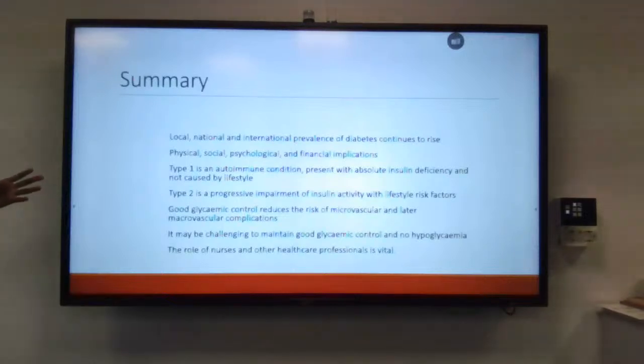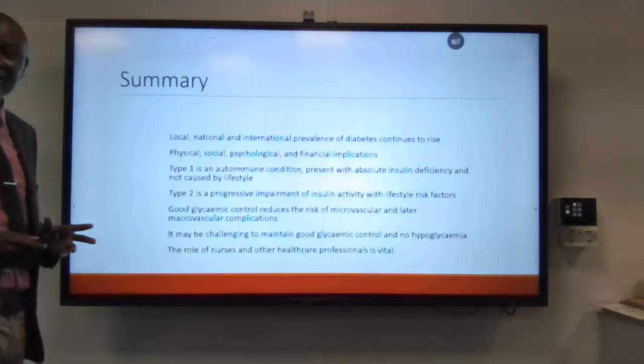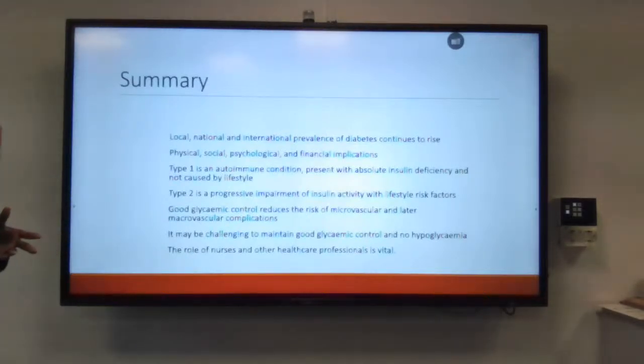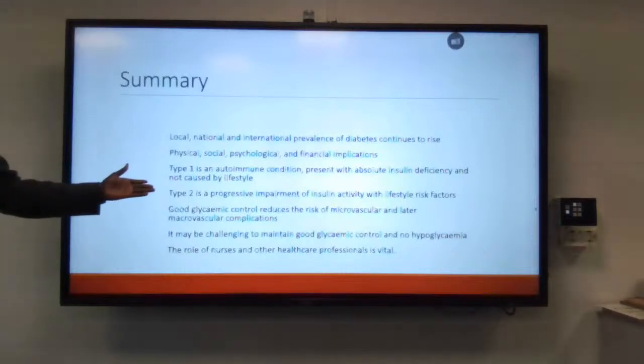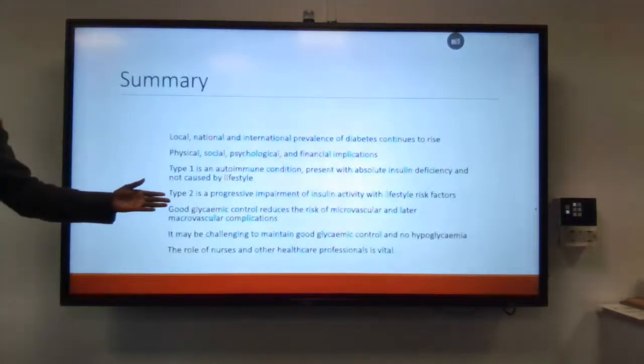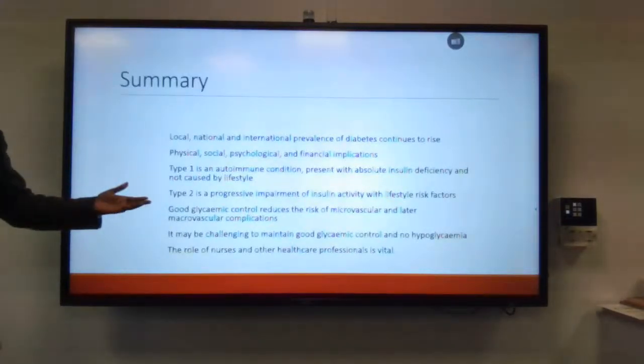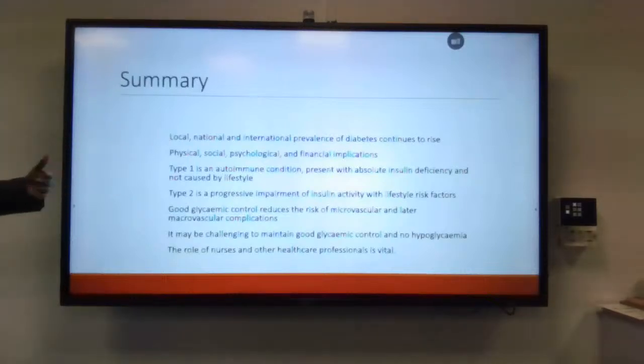In summary, diabetes, locally, nationally, and internationally, is still rising. So we still need to do more. It has a lot of consequences in personal, financial, and social terms. If you need to go out, you have to make some adjustments. Others are eating this, I cannot eat it. So we have all those consequences.